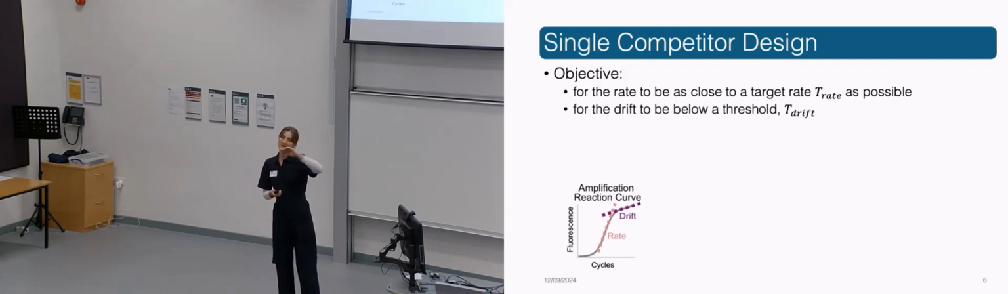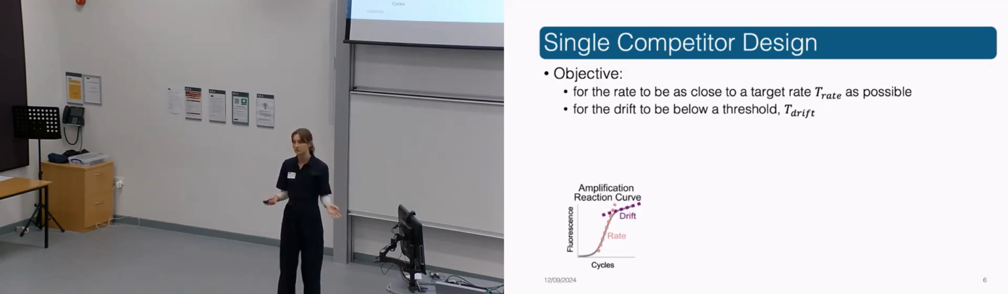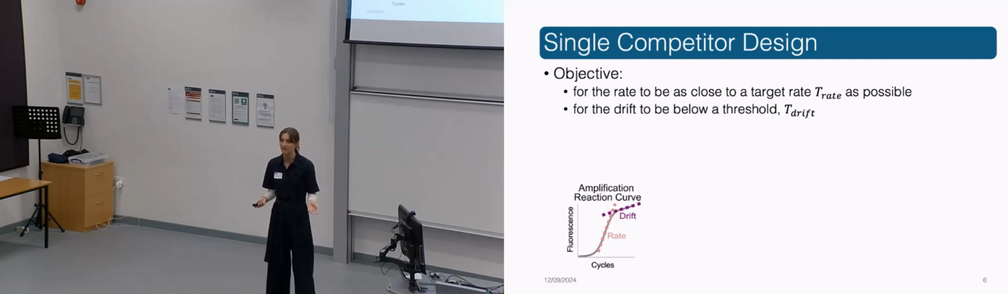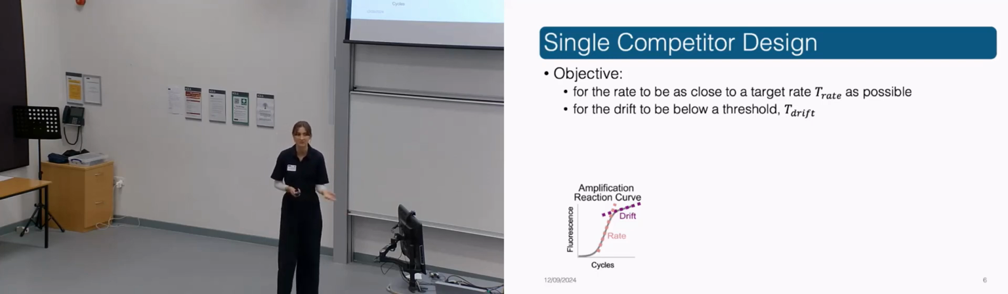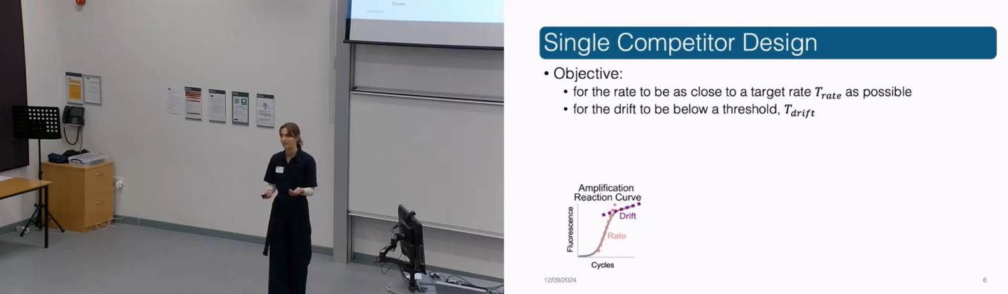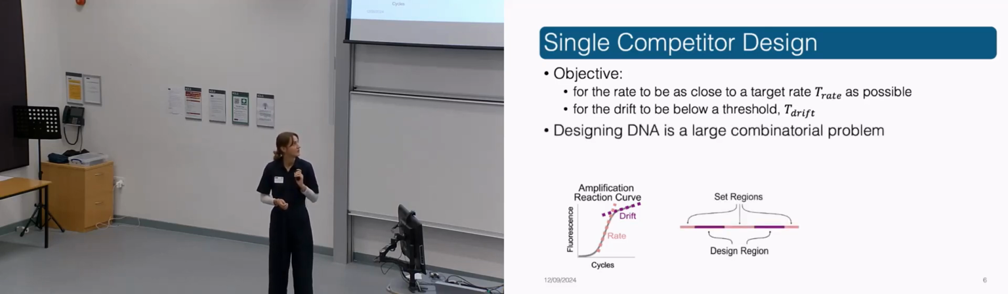Ideally, at the end of the reaction, it should just plateau, it should be flat. All the resources are used up, so it shouldn't be able to amplify anymore. In reality, we find that it does, we get an increase in fluorescence. We don't really know why, but we want to minimize this. So that's our output. We have two outputs: we want to get as close to the target rate as possible, and we want to minimize the drift.